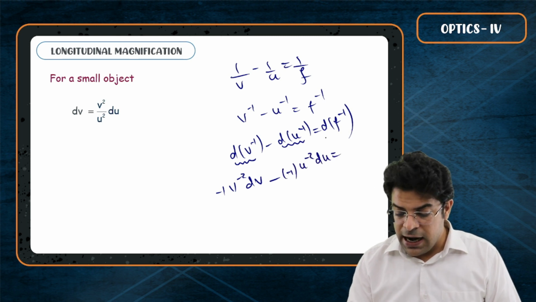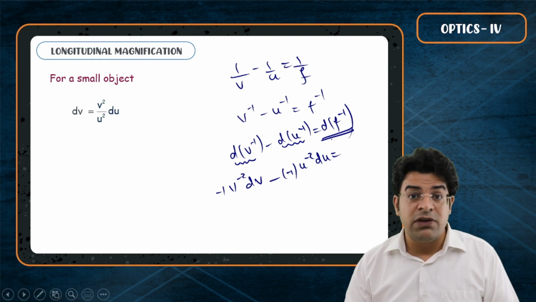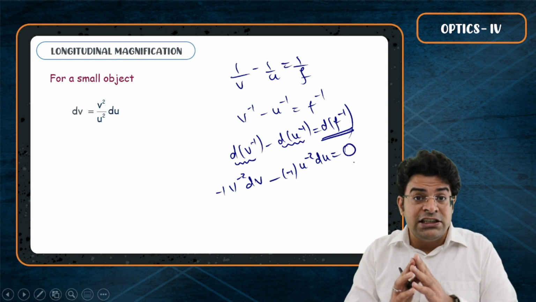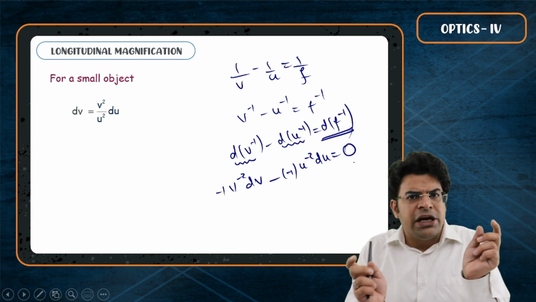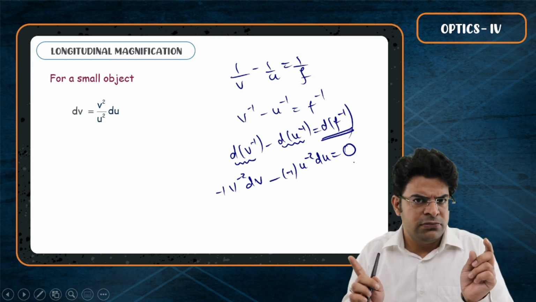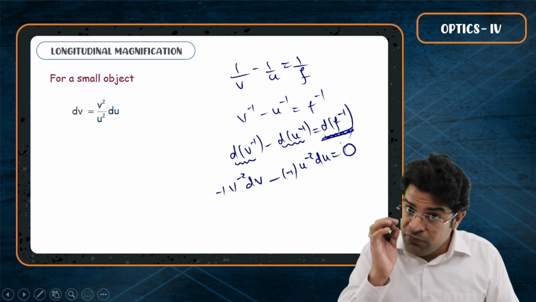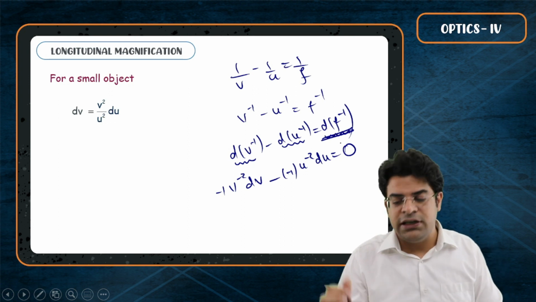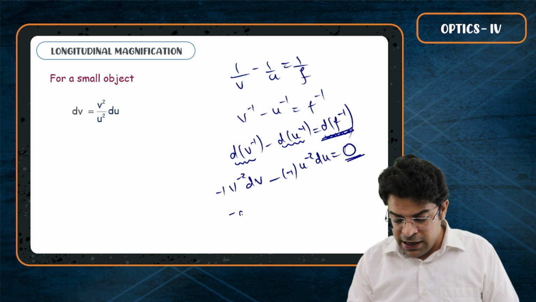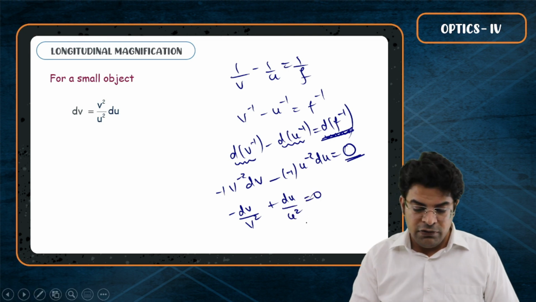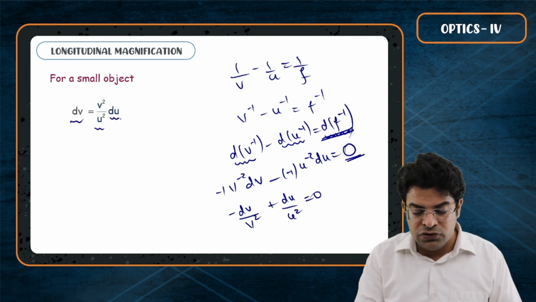and d of f raised to power of minus 1 is 0, as the focal length doesn't change when you change the object position. When you change the object position, image position changes. The focal length does not change. And we know that differentiation of any constant is 0, so that's why I have placed a 0. So from here you can write minus dv by v square plus du by u square equals 0. On rearranging, you will get dv equals v square by u square into du.